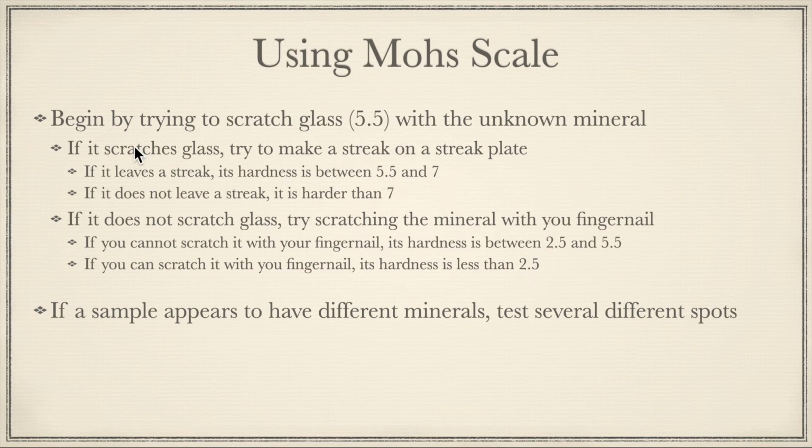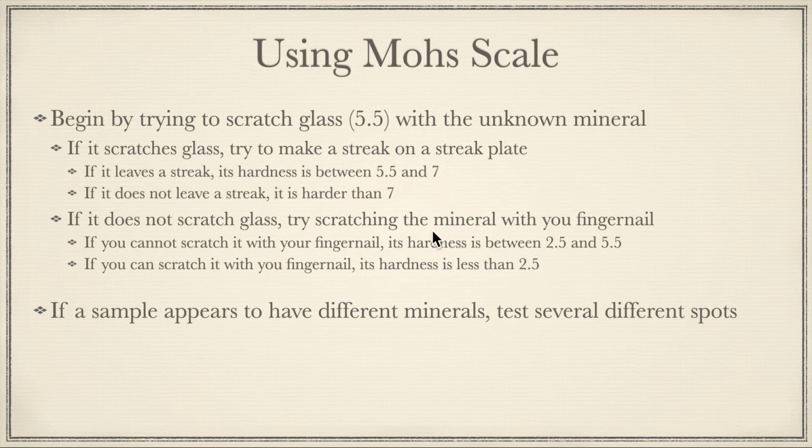So using Mohs scale, begin by trying to scratch glass, which is a 5.5, with the unknown mineral. If it scratches the glass, try to make a streak on a streak plate. If it does leave a streak, its hardness is between 5.5 and 7. If it does not leave a streak, then it's harder than 7, which is the hardness of our streak plate. If it does not scratch glass, then try scratching the mineral with your fingernail. If you cannot scratch it with your fingernail, its hardness is between 2.5 and 5.5. If you can scratch it with your fingernail, its hardness is less than 2.5.